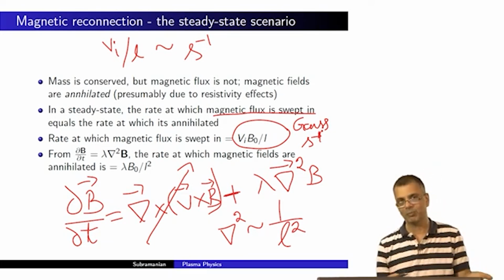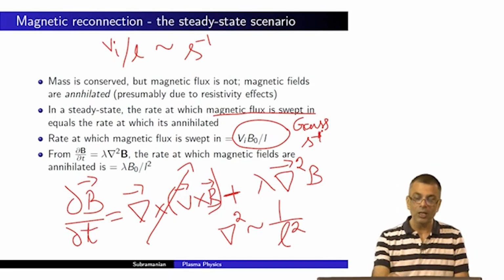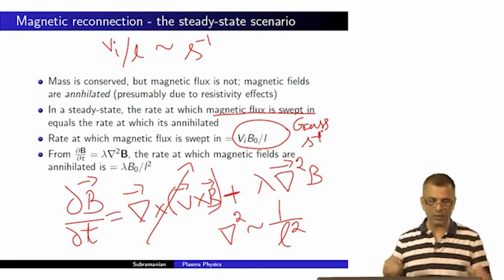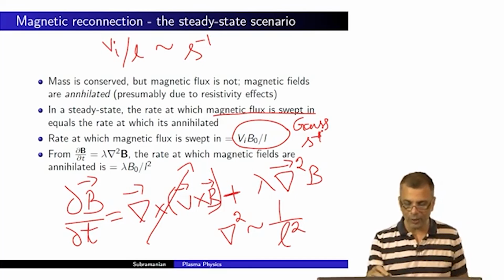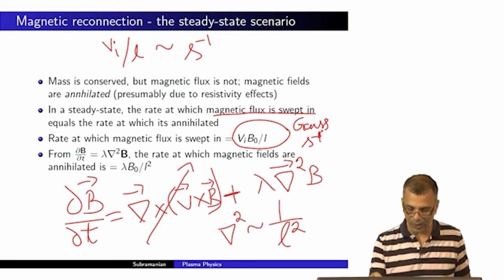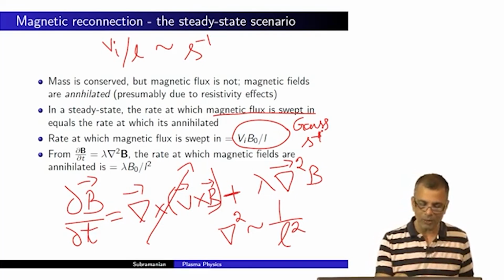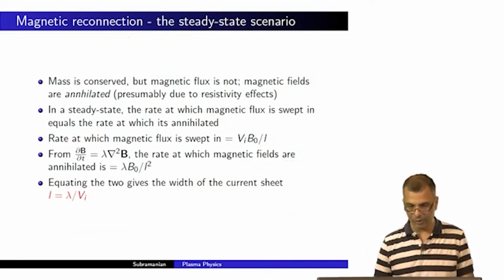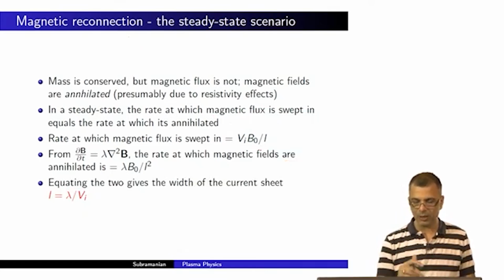The left hand side is b per second, so it works out. Now, the whole point of the steady state assumption is that you equate the rate at which magnetic flux is swept in to the rate at which magnetic flux is annihilated. So, these two quantities need to be equated. So, you equate this to this.